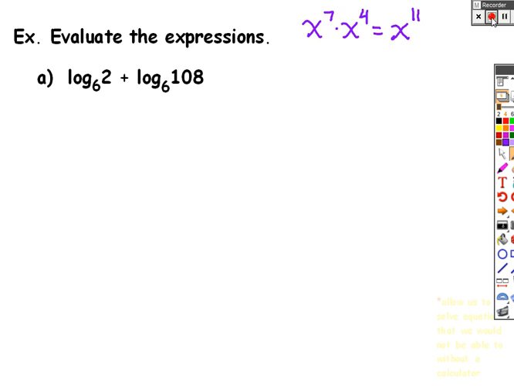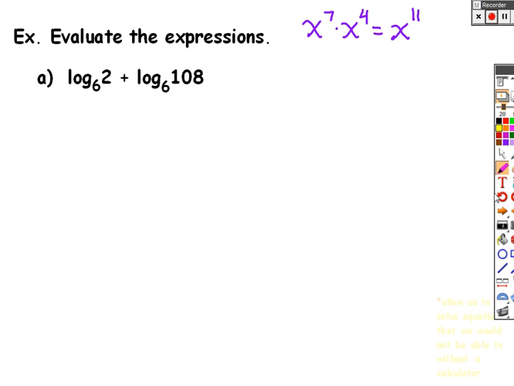Now here's the big punch of this lesson. Why do I even care? Well, first off, these properties allow me to combine 2 logarithms into one, and it might allow me to evaluate expressions that I couldn't before. So right now I'd be thinking, well, 6 to what power is 2? Well, I don't really know that. 6 to what power is 108? I might not know that off the top of my head.